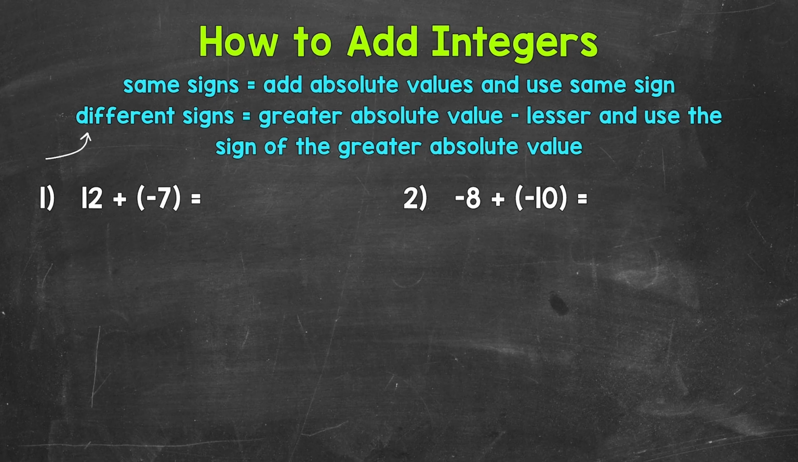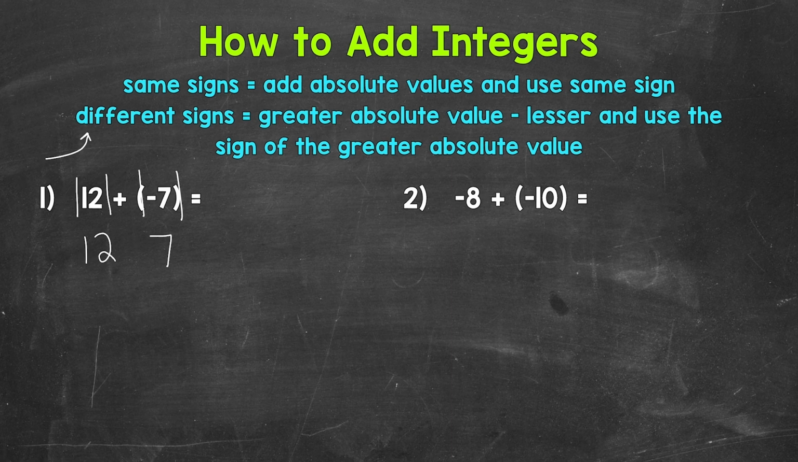Let's start by writing the absolute value of both 12 and -7. And remember, absolute value is the distance a number is from 0. The absolute value of 12 is 12. The absolute value of -7 is 7.